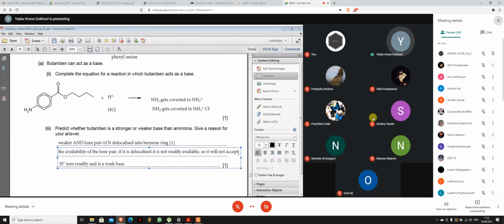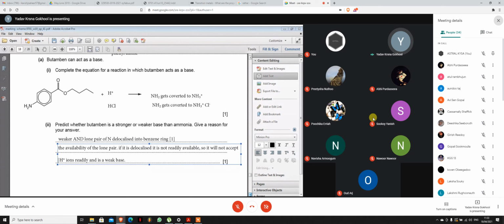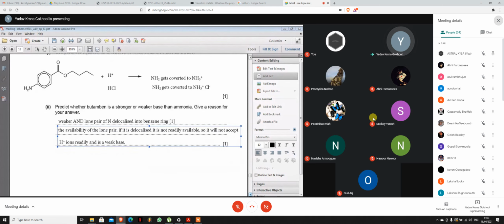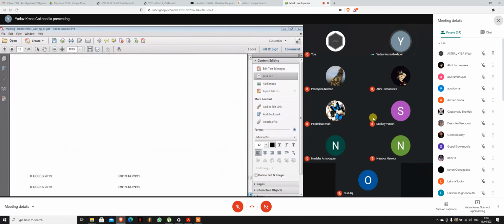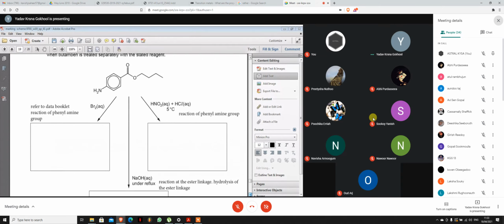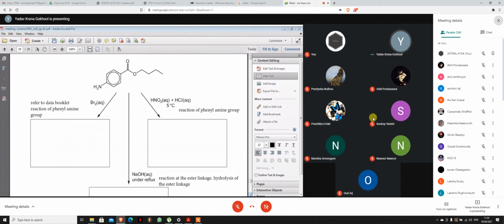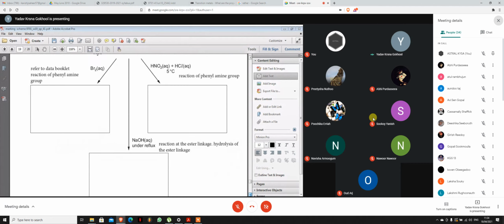So we all know that the lone pair on the phenylamine is delocalized into the benzene ring. And when it is delocalized into the benzene ring, remember, it makes the benzene ring more reactive. But the lone pair is not readily available over here. Then the benzene ring becomes more reactive, and you have to look at the orientation. When you look at the orientation, it is 2,4,6. Phenylamine and phenol are 2,4,6. They have given you the details. Let's just look at it.